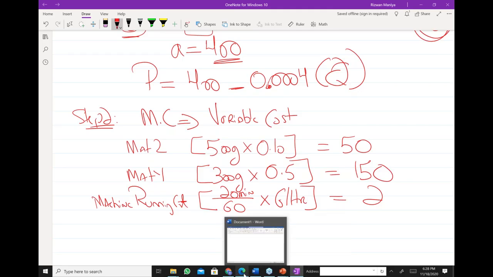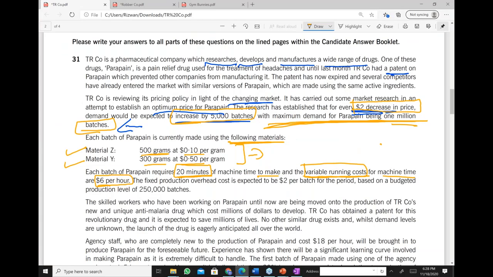Okay. Now, the fixed production overhead cost is expected to be 2 per batch based on a budgeted production level of 250,000. So should I take this cost as part of marginal cost? Come on, tell me yes or no. No, we should not. Okay, let's move on.